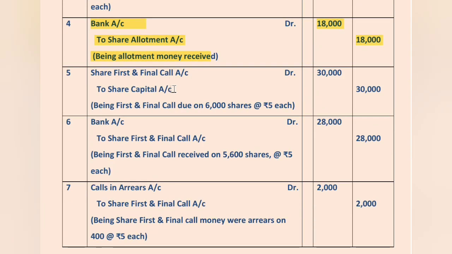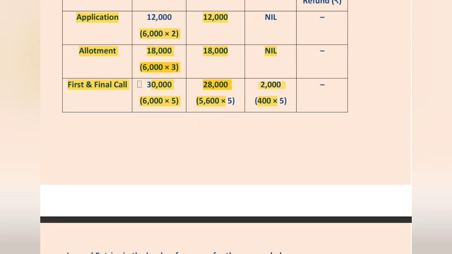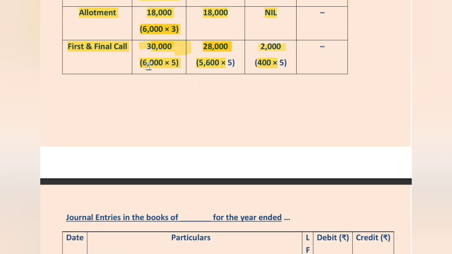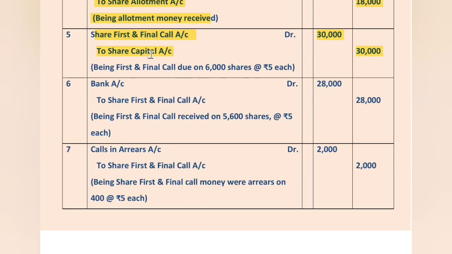Next, go with the first and final call. How much is due? Share first and final call account debit to share capital account. How much amount here? 30,000 rupees due. So now how to write: being first and final call money due on 6,000 shares at 5 per share. Like that you have to write the being.